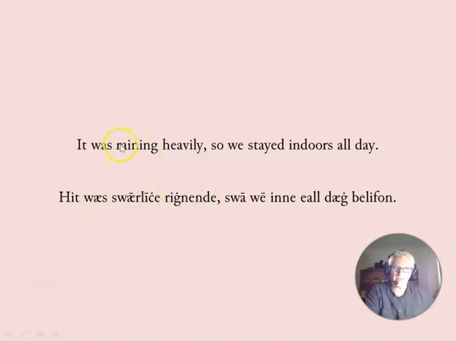Notice raining is the present tense verb, heavily is an adjective. So the second verb here, was is the first verb, so it was. And then this present participle of rain, raining, goes to the end in its present participle form.